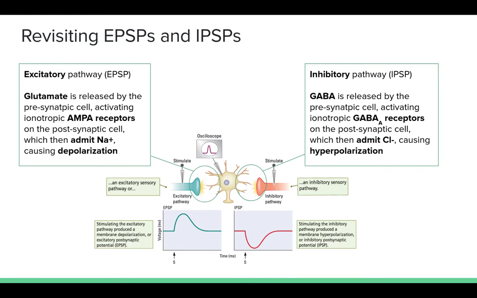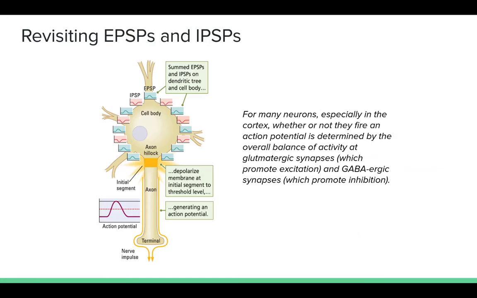So, going back to this idea that whether or not a cell fires an action potential depends upon the voltage at the axon hillock, and the voltage at the axon hillock is dependent upon the summation of EPSPs and IPSPs coming in all throughout the dendritic tree of the cell. Another way of putting this is that whether or not a cell fires an action potential depends upon the balance of the activity at glutamatergic synapses, which are causing EPSPs and promoting excitation, along with the GABAergic synapses causing IPSPs and promoting inhibition.